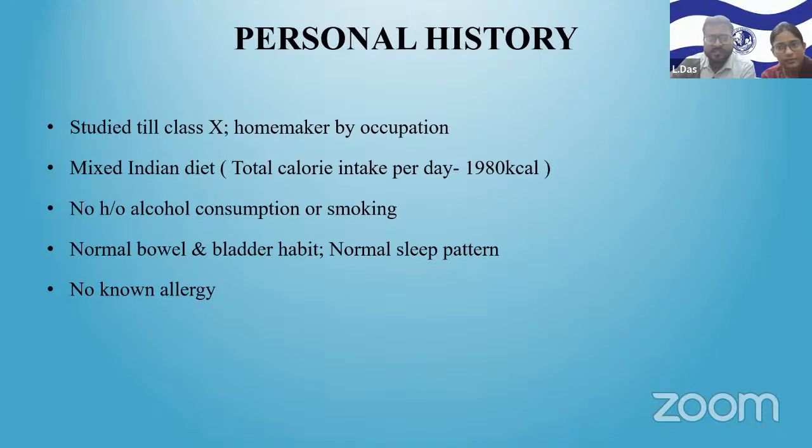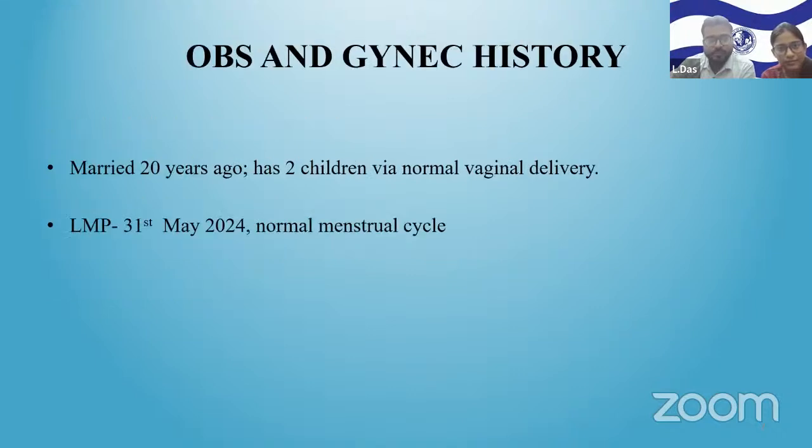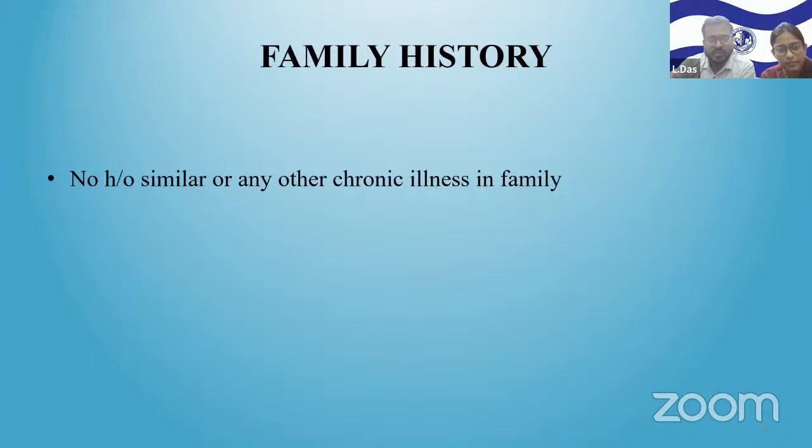The personal history: the patient studied till class 10, is a homemaker, and consumes a mixed Indian diet with a total calorie intake of around 1980 kilocalories per day. There is no history of alcohol consumption or smoking. She has a normal bowel and bladder habit and a normal sleep pattern. She does not have any known allergies. The obstetric and gynecological history: she has been married for 20 years and has 2 children via normal vaginal delivery. Her last menstrual period was on 31st May 2024 and she has a normal menstrual cycle. There is no history of any similar or other chronic illnesses in the family.